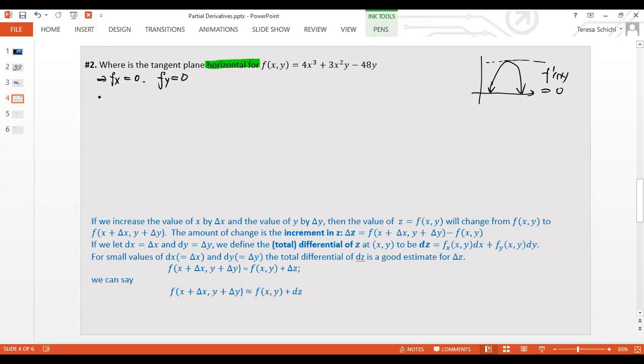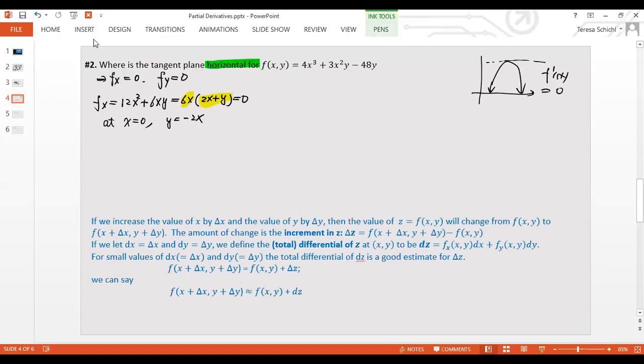Okay, so now let's take a look at the partial derivative with respect to x here. So this is 12x squared plus 6xy, right? And now this one has to be equal to 0. I can factor the 6x out. I have 6x times (2x plus y) equal to 0 here. So we know it will be x equal to 0 or y equal to negative 2x, right? So that means we have this term equal to 0 or this term equal to 0, right?